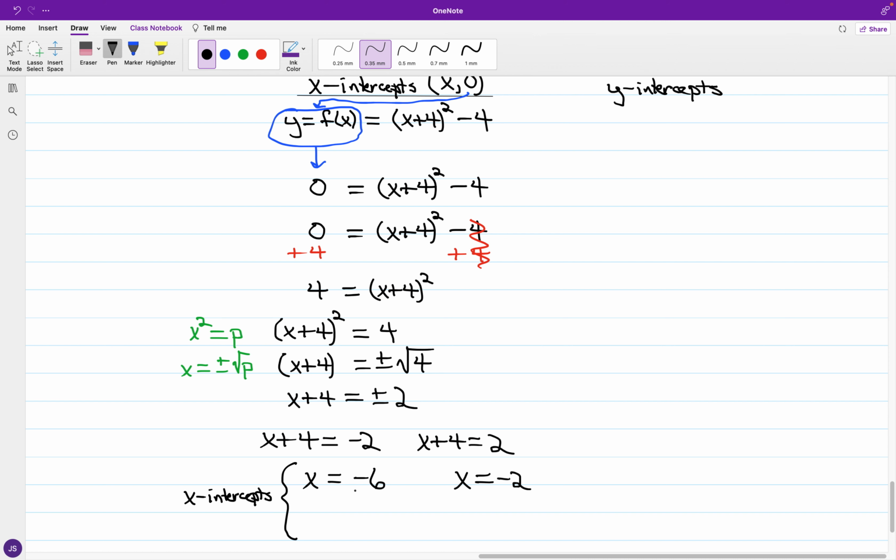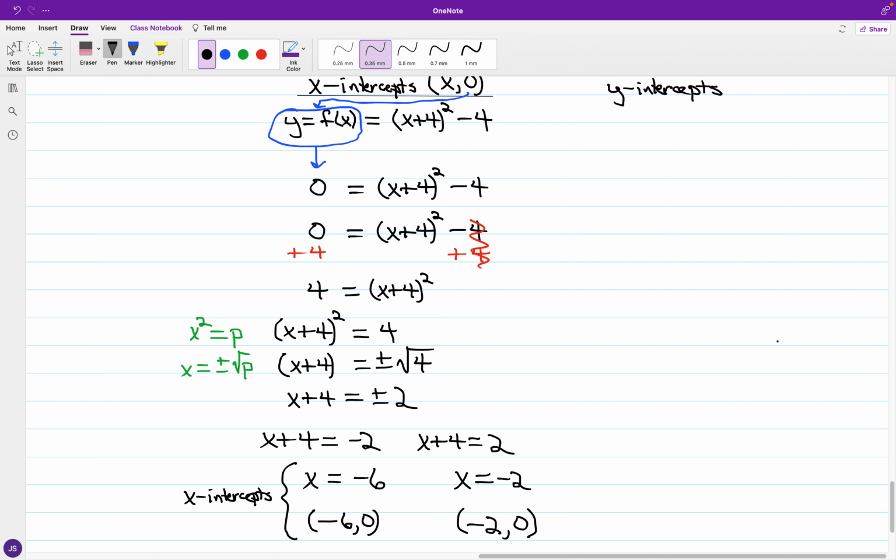Okay, so you have x-intercepts, like in equation terms, you have x equal to negative 6, x equal to negative 2. And in terms of ordered pairs, x equals negative 6 refers to negative 6, 0, and x equals negative 2 refers to negative 2, 0.